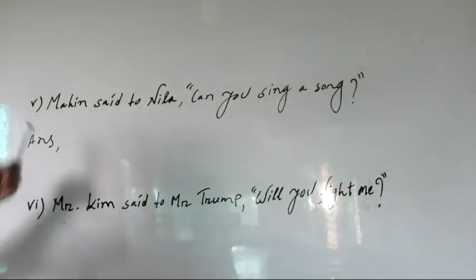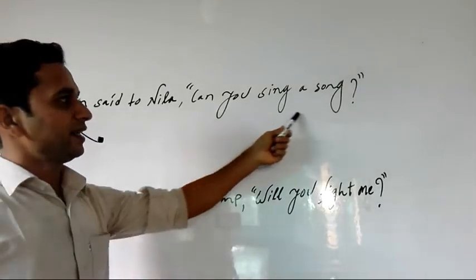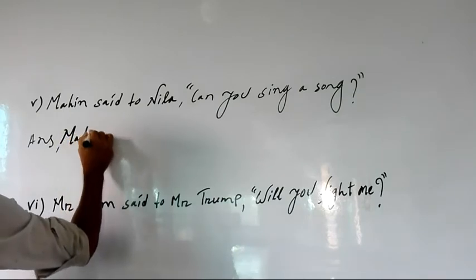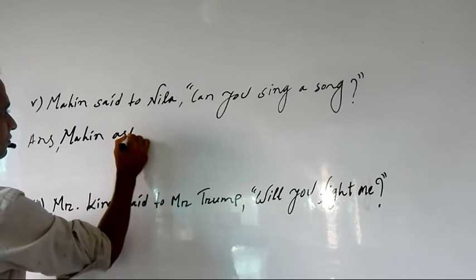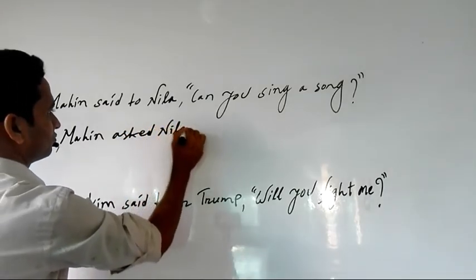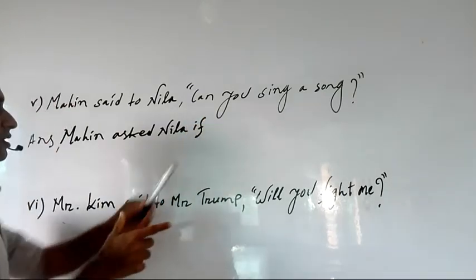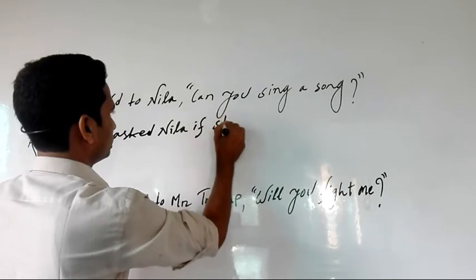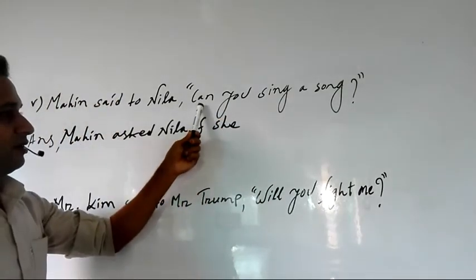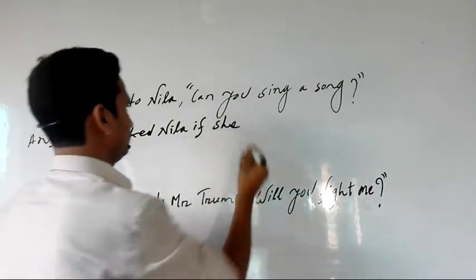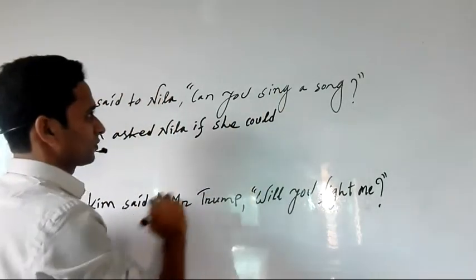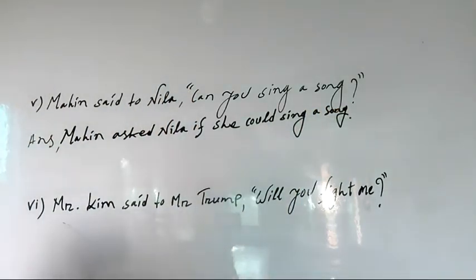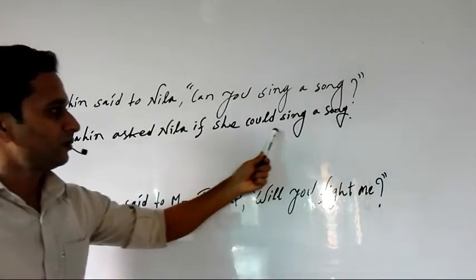Here's the next example: Mahin said to Nila, can you sing a song? The speaker is Mahin, and said to will be asked Nila. If. The second person will be changed following the object, that means Nila is a girl, so it will be she. If she, now here can will be changed to could. Sing a song. Definitely correct. Mahin asked Nila if she could sing a song.